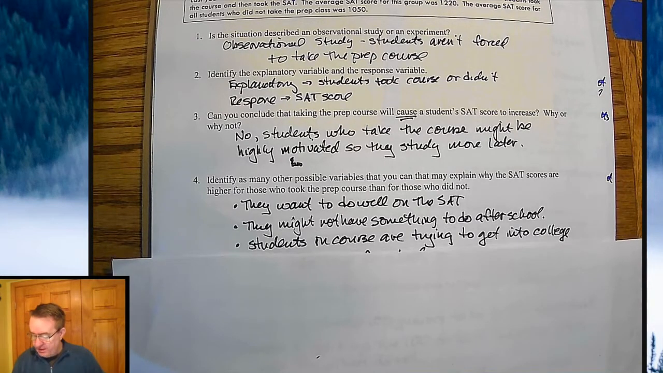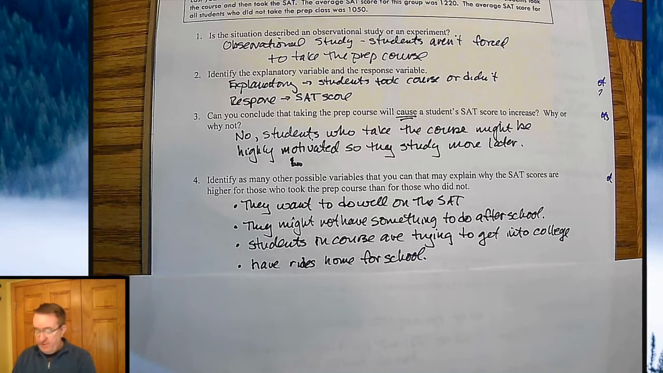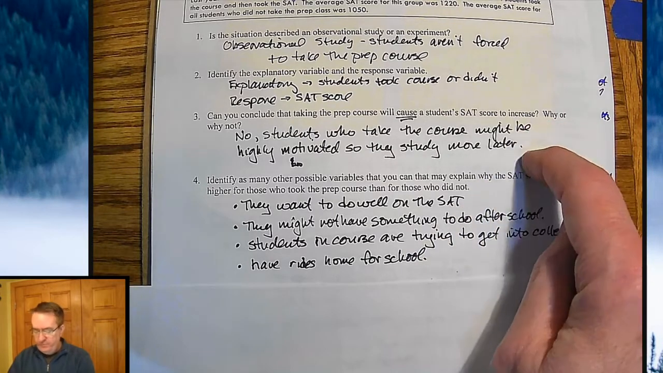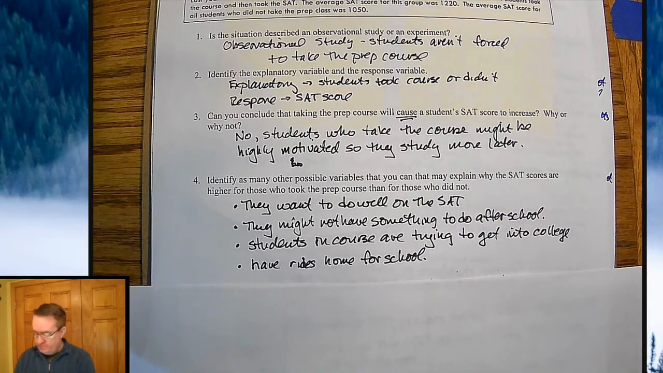Students in the course are trying to get into college. Well, not why they're taking the SAT here in Illinois, because everybody has to, but that's part of the reason why they want to do well, so they can get college scholarships. And they also have to have a ride home from school. Some students don't have a ride home from school. That would preclude them from doing this. So any of those things could be reasons why the scores went up. Okay?